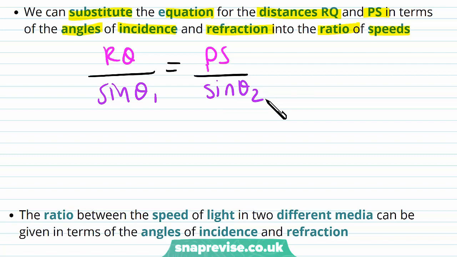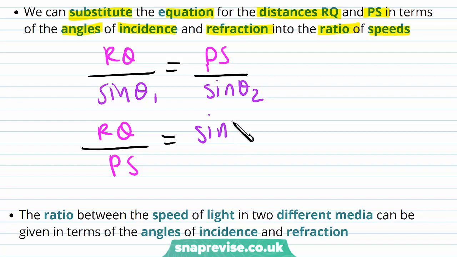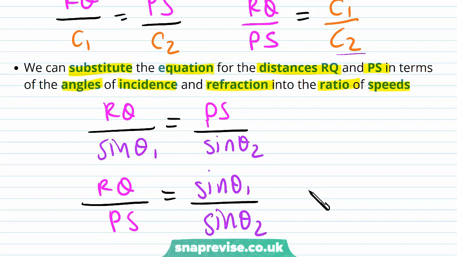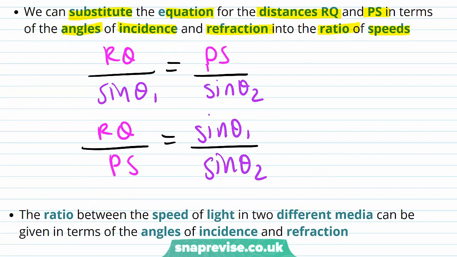And we can rearrange this to get RQ over PS as a ratio of sine theta 1 and sine theta 2. So we end up with RQ divided by PS is equal to sine theta 1 over sine theta 2. And we also know that RQ over PS, we've just seen here, is equal to C1 over C2. So that means we can also equate sine theta 1 over sine theta 2 to C1 divided by C2.